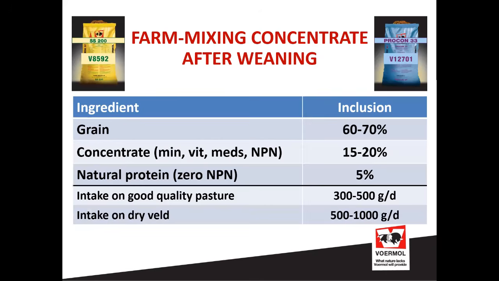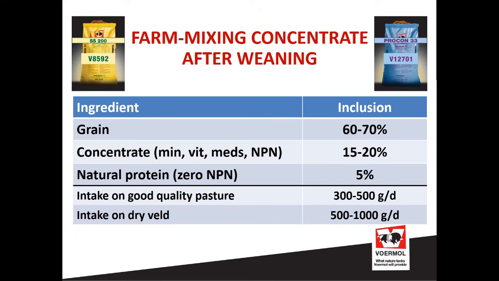All right, so we can overcome that by feeding the correct concentrate after weaning for our replacement ewes. That would be a high energy dense diet, similar to creep feed. It will contain 60 to 70% grain, 15 to 20% concentrate, and then, important, include a natural protein component of at least 15%. Intake will be linked to the quality of the pasture. With good quality pasture on the outside, you've got a lower intake of concentrate. The other way around, the lower the quality of the roughage on the outside, the higher the intake of the concentrate.